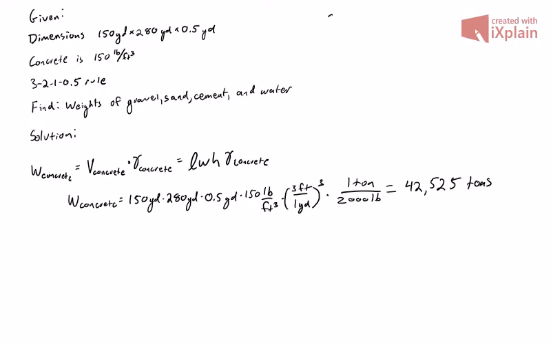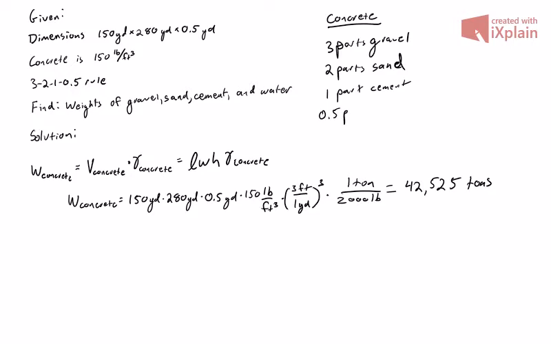So now we need to get around to using this 3-2-1-0.5 rule, right? As a reminder, that means that concrete for this class, and in most cases, is approximately 3 parts gravel, or coarse aggregate, to 2 parts sand, or our fine aggregate, to 1 part cement, to 0.5 parts of water. Well now, how does that help us? How do we use this ratio to actually go about calculating how much of each of these things we need? So I'm actually going to take a step back from it and look at a simpler problem.